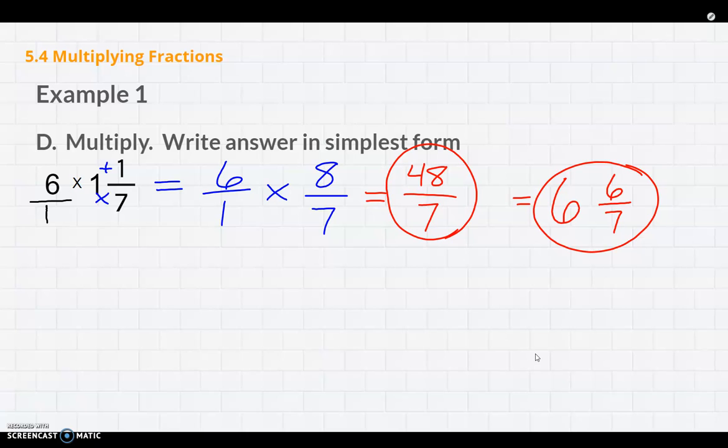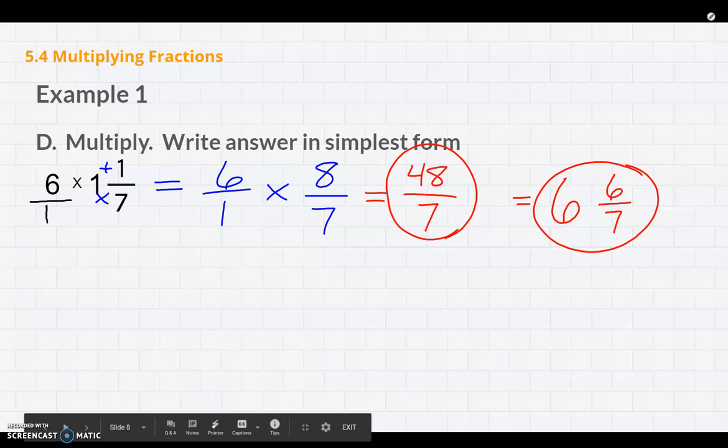So moral of the story is you do not need common denominators, but you do need to make sure you have improper fractions before you start multiplying. Again, cross-reducing isn't necessary, but it will help you simplify your answer in the end.